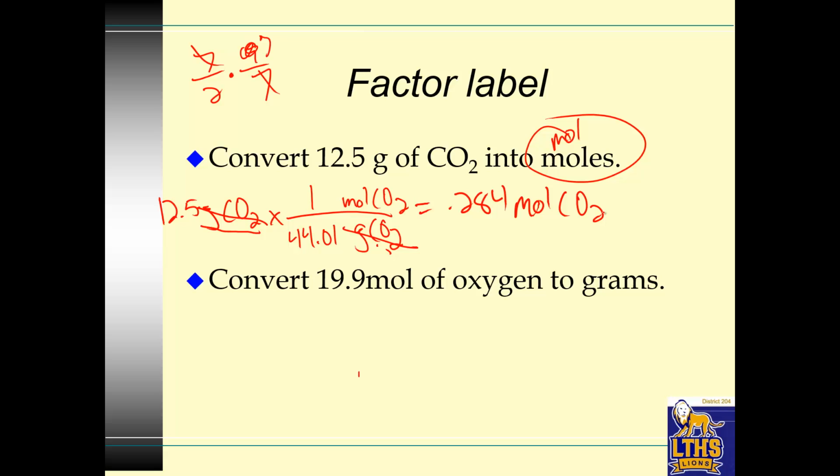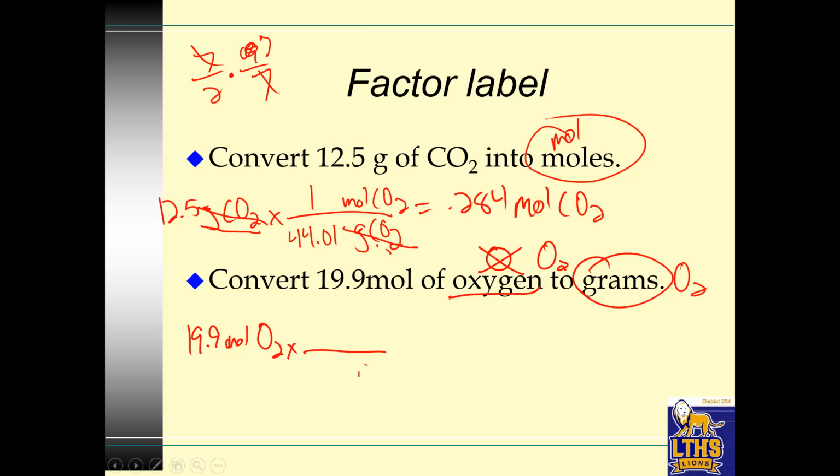Okay. Convert 19.9 moles of oxygen to grams. So now I'm going to have 19.9 moles, and this is tricky. Oxygen is not O. Oxygen is O2. It's diatomic. Oh, welcome back after our wonderful holiday. So now this time I want grams of oxygen. So I want to eliminate and kill moles of oxygen. So I put moles of oxygen on the bottom to cancel. Put grams of oxygen on the top. Now, 1 will always go with moles of oxygen for this part.